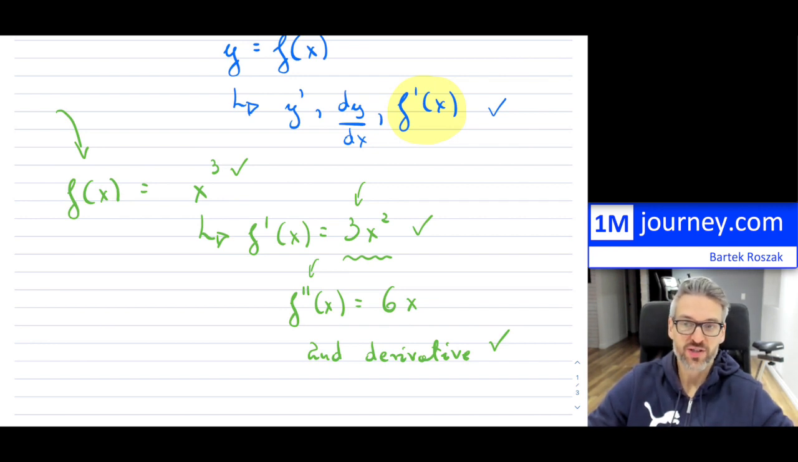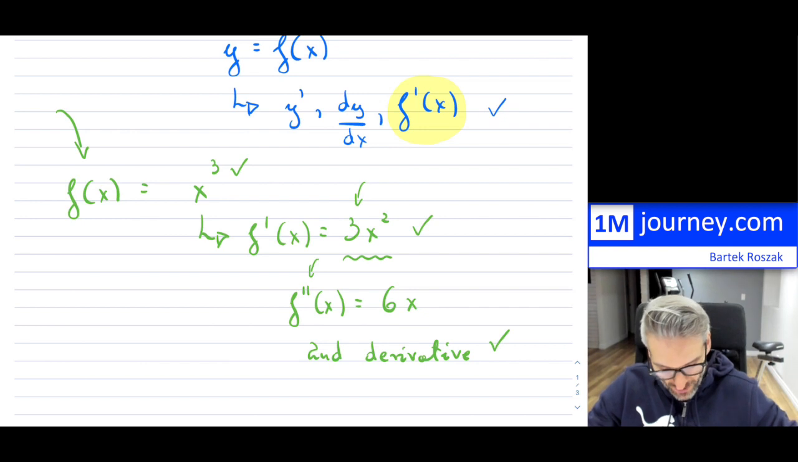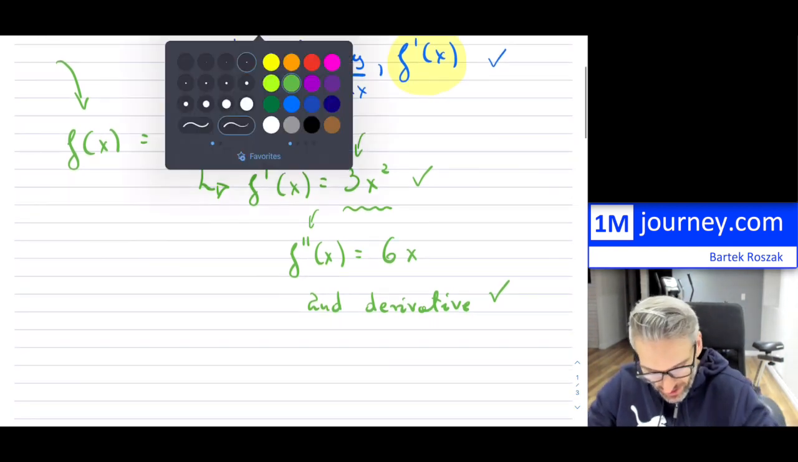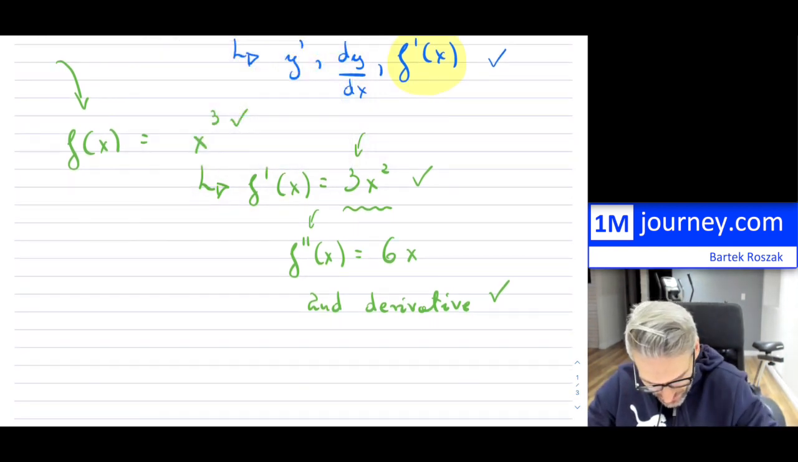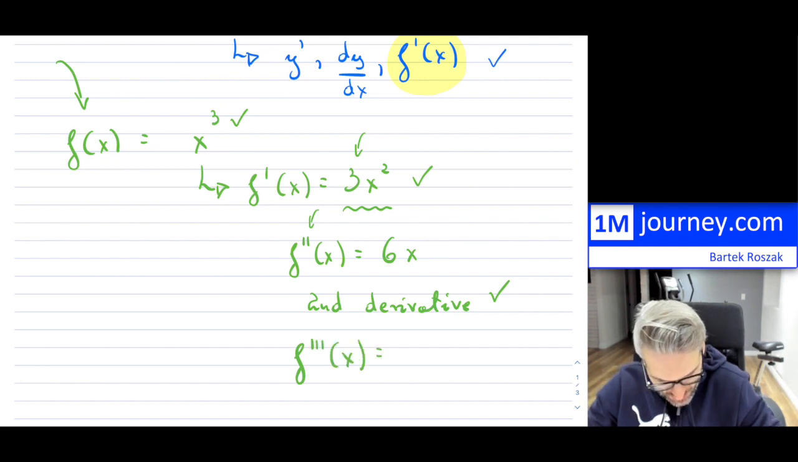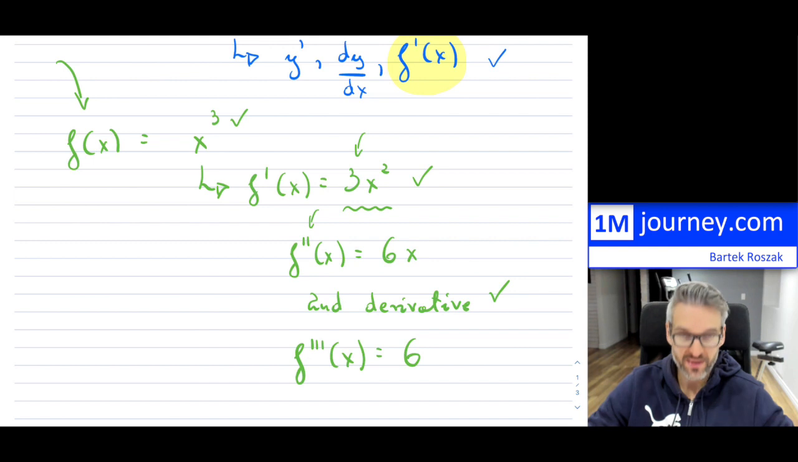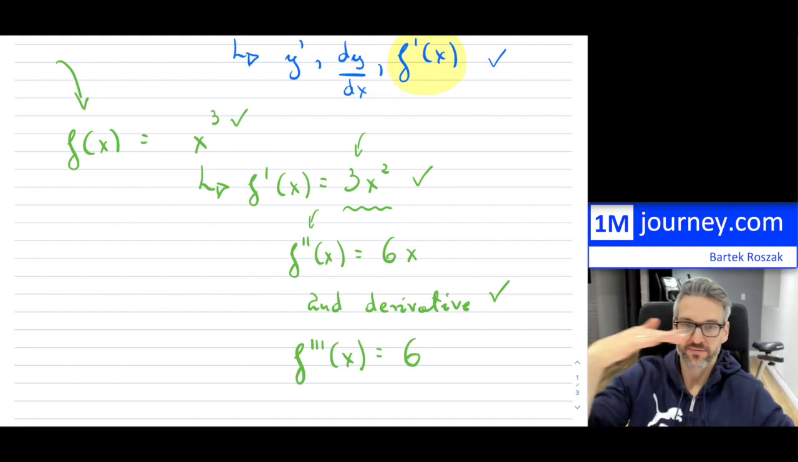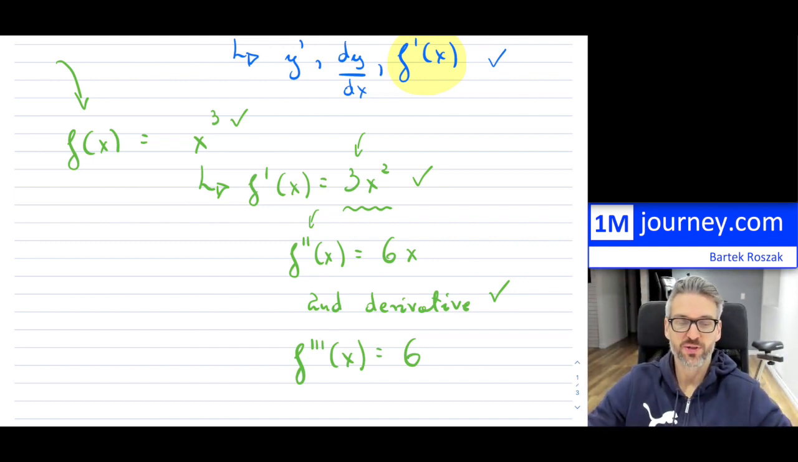Now, eventually, in this particular function, we're going to run out. So this would have been a second derivative. If I wanted to take now the third derivative, then this just simply means 6. Now it's a constant, right? So here the third derivative is a 6.